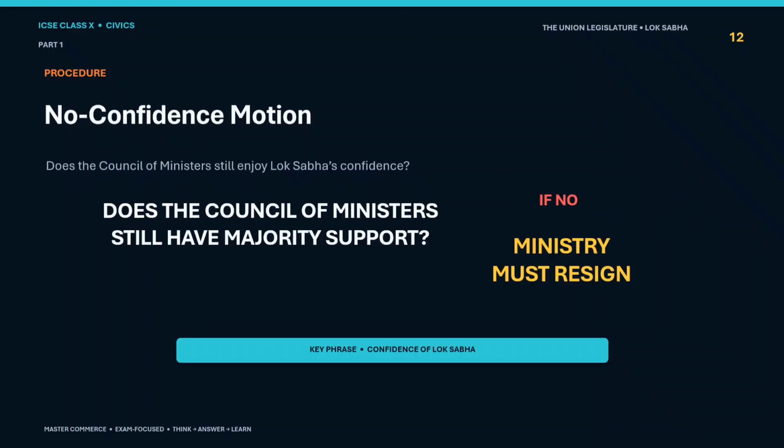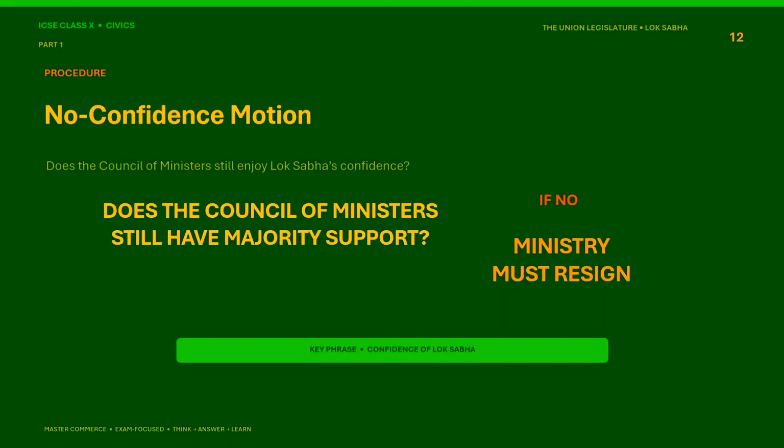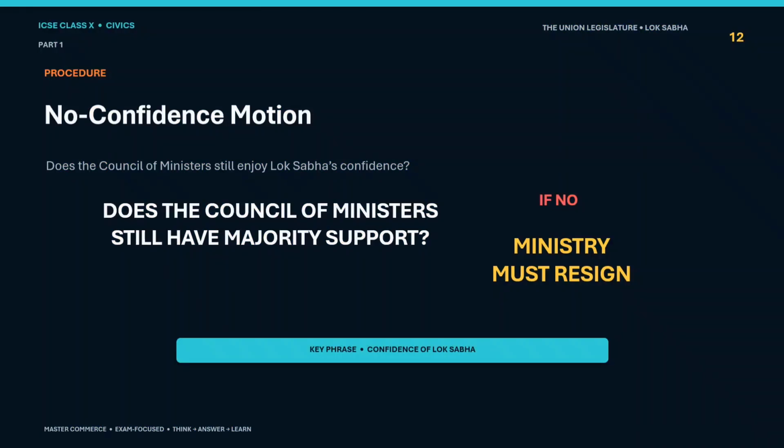Now return to our opening question. A no confidence motion tests whether the Council of Ministers still enjoy the confidence of the Lok Sabha. If the ministry loses majority support, it must resign. So remember the phrase, confidence of Lok Sabha. This is not simply a motion about any ordinary issue.